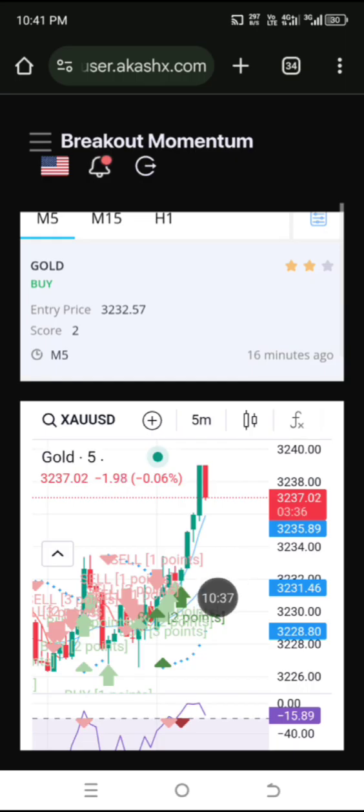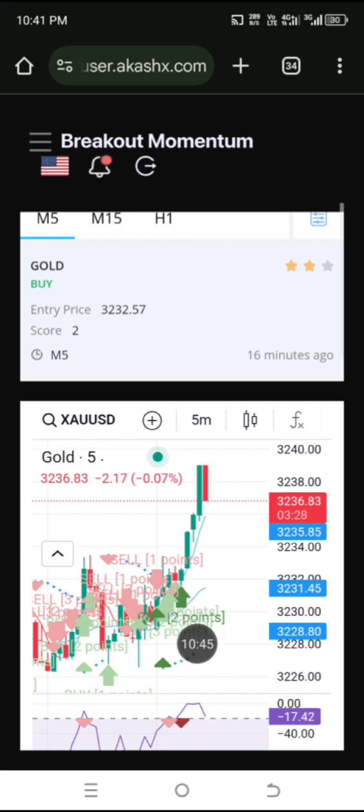That is how the breakout momentum works. If it is a buy, first you expect to see a green arrow at the bottom of the chart pointing upwards, and two, the entry price should be above the exponential moving average. But if it is a sell, you need to see a red arrow at the top of the chart pointing downwards, and the price should be below the exponential moving average. All right, I hope that helps.